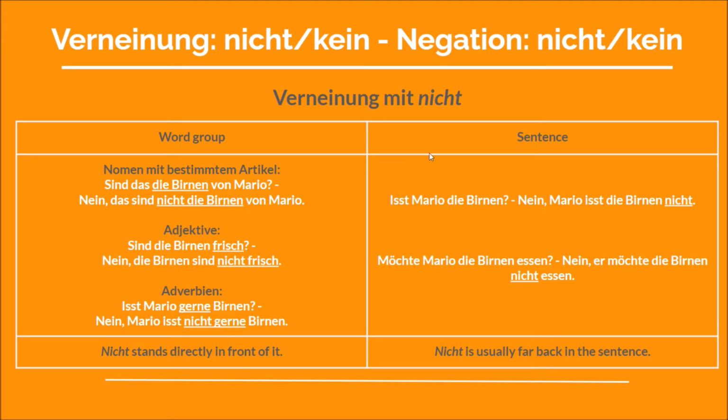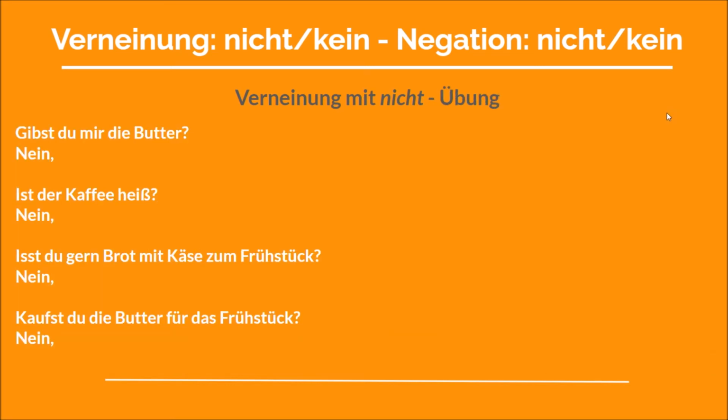When we have sentences, it's slightly different. Isst Mario die Birnen? Nein, Mario isst die Birnen nicht. Möchte Mario die Birnen essen? Nein, er möchte die Birnen nicht essen. So here, nicht is usually far back in the sentence. So remember that when you're using nicht.